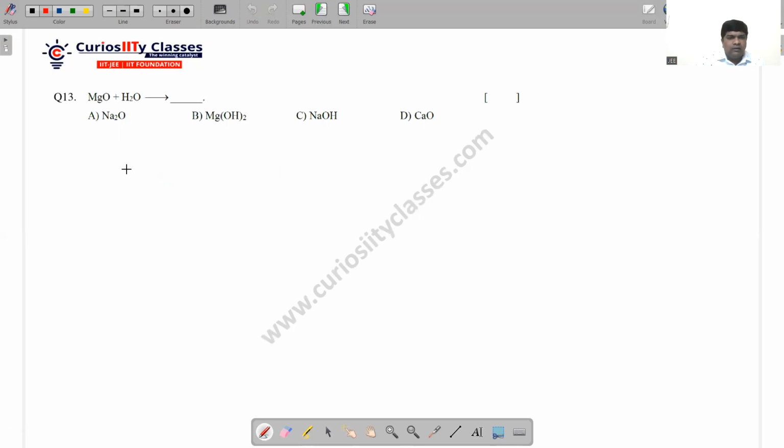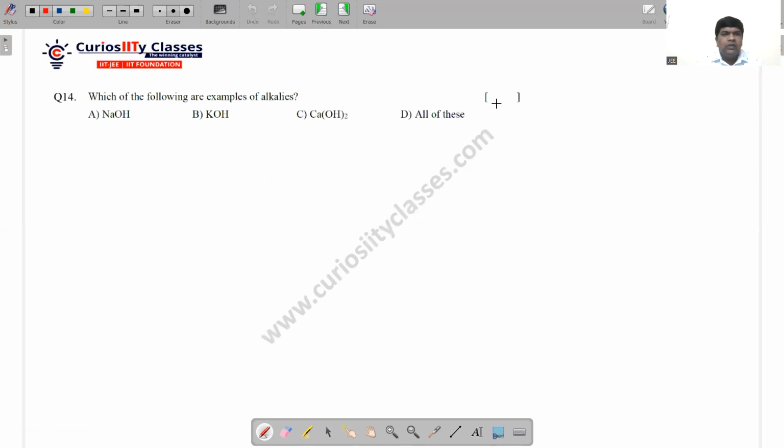13th one. Magnesium oxide, MgO, dissolved in water to form magnesium hydroxide. Option A, Na2O, sodium oxide. Option B, Mg(OH)2, magnesium hydroxide. Option C, NaOH, sodium hydroxide. And option D, CaO, calcium oxide. Option B is correct.